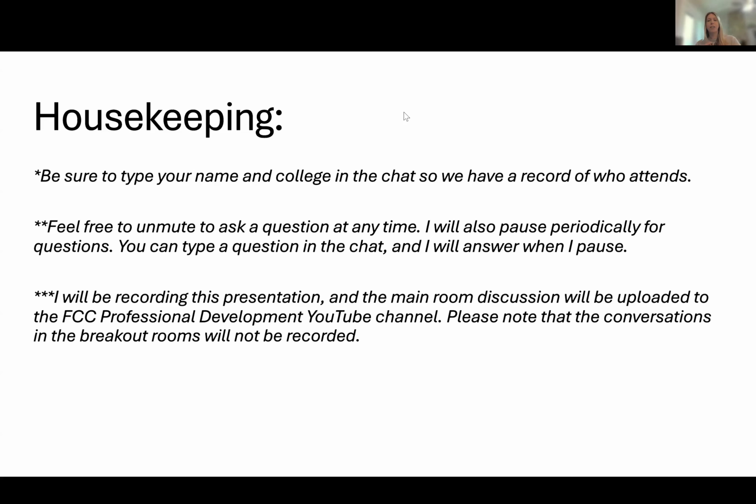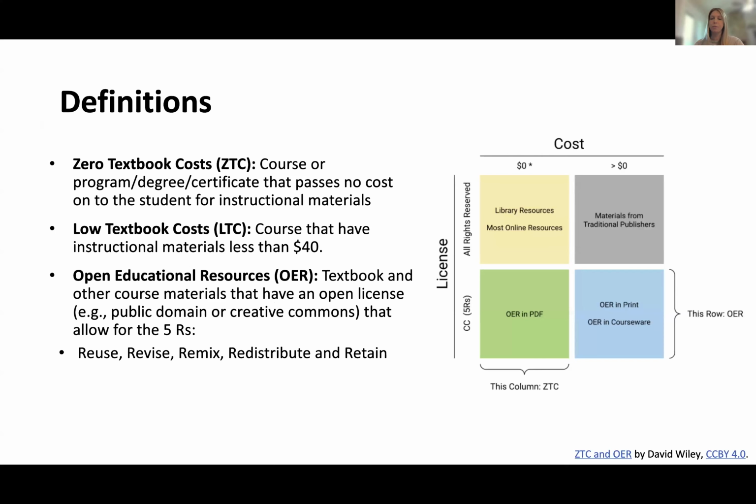Before we talk about open pedagogy, I just want to define some of the terms that you'll be hearing. Maybe some of you guys have gone to previous workshops this week, but if not, there are 3 acronyms that get thrown around a lot in this sphere. They are ZTC, LTC, and OER. ZTC is zero textbook cost, so this just refers to the costs of materials that students need to pay. Low textbook cost means that the course has instructional materials less than $40. That's a locally determined number. All 4 of our colleges use the same number.